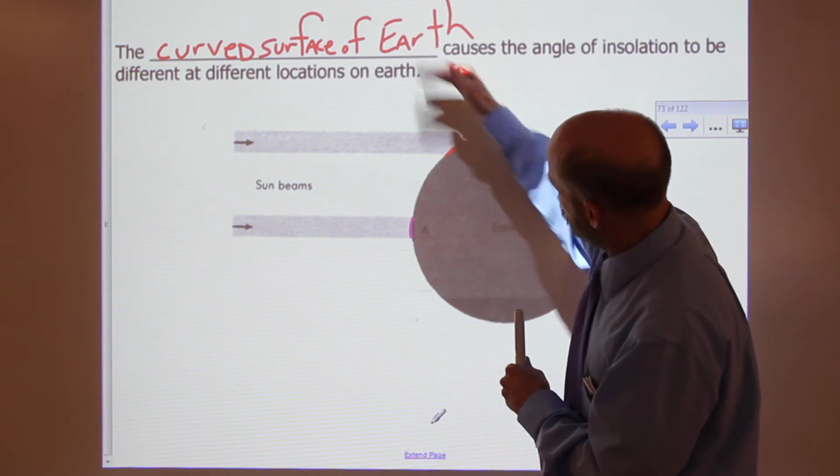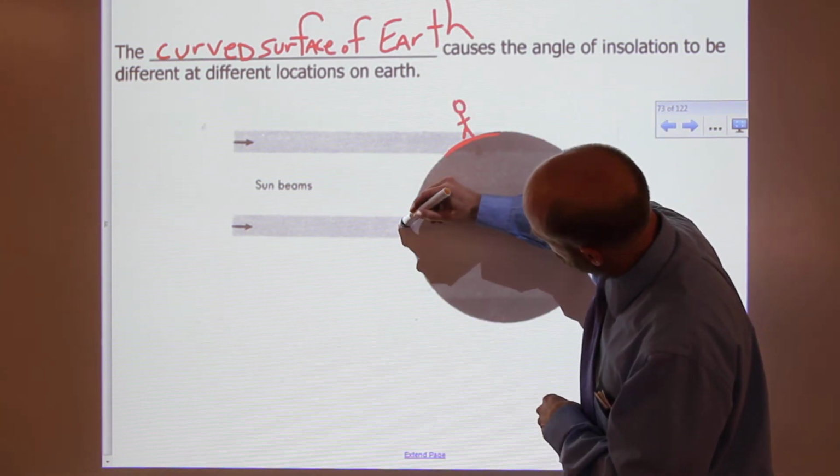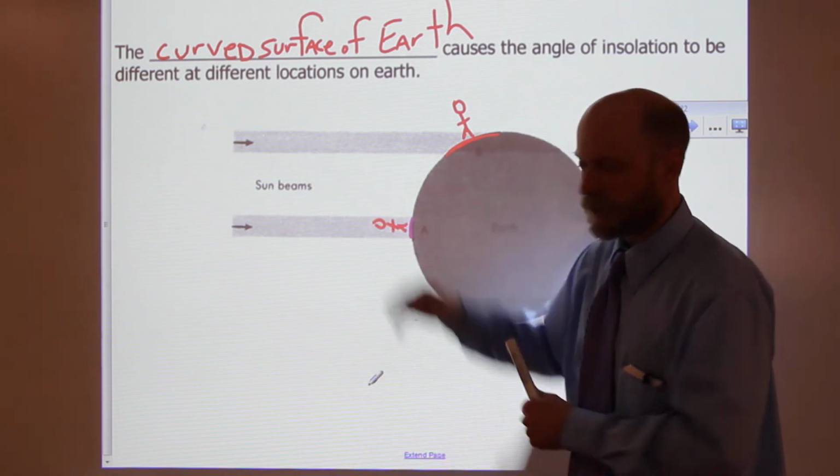So if you are a person on Earth right there, the overhead is here, the sun's going to be low in the sky. But if you're this person here, the sun is more directly overhead, warmer.